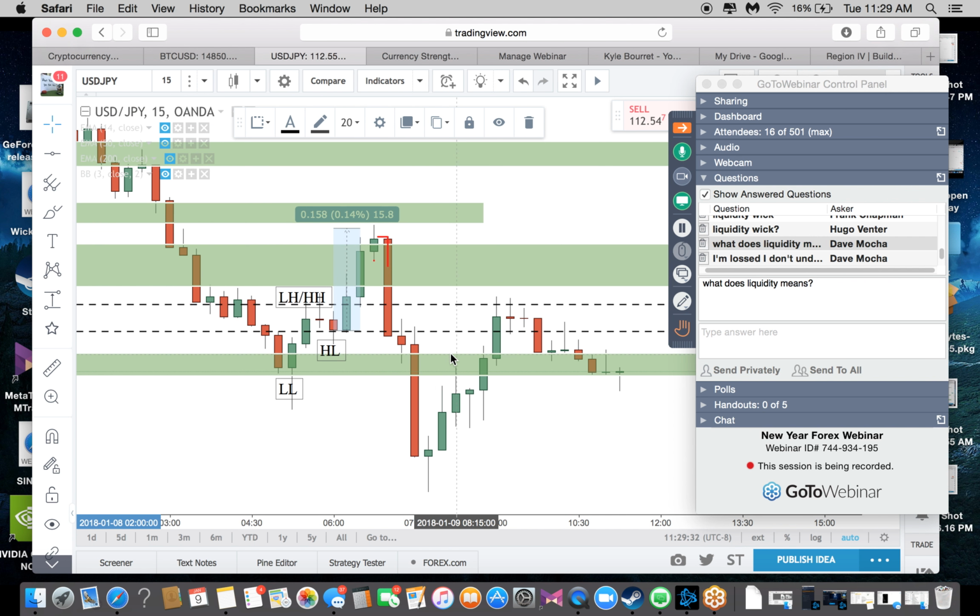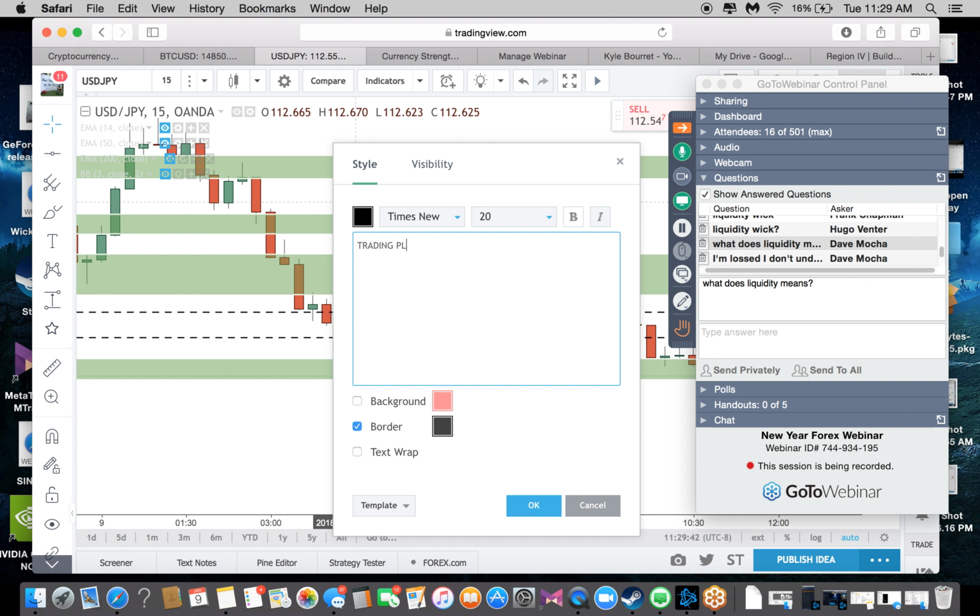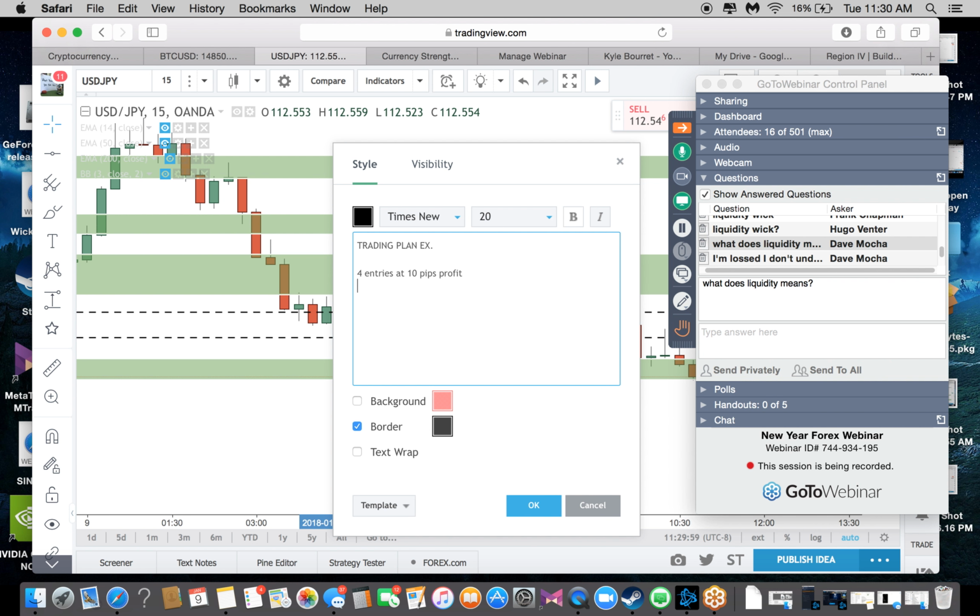So I'm going to go down to our 15 minute time frame and show you another example of a trading plan, guys. I'm going to stick with, like I've been sticking with on my webinars, four entries at 10 pips profit and 2 pips stop loss, or profit wherever you want that to be, right? This is how our trading plan is going to look. What I'm looking for is my 2-1 confirms. I'm looking for destinations where price is going to go.